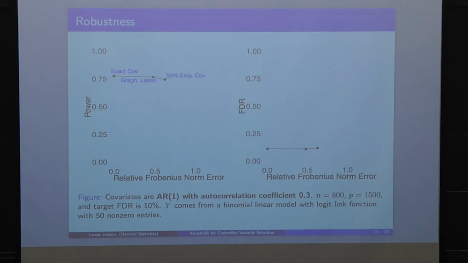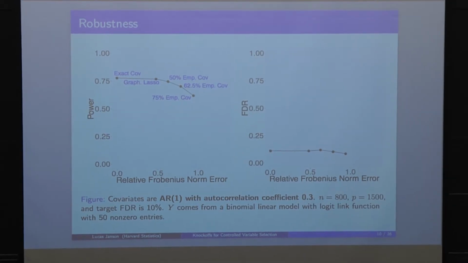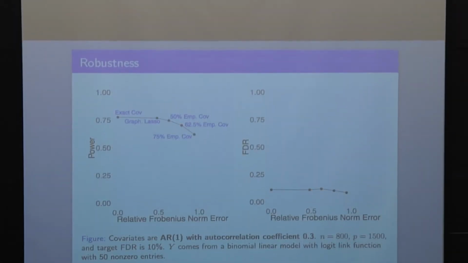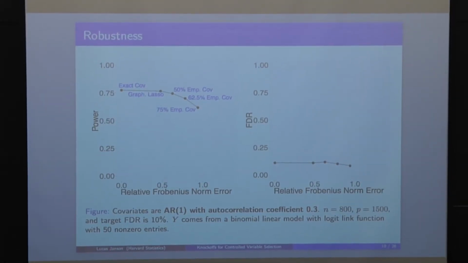So when I do a 50-50 combination, I bounce over 50% error, and I can do this a few times. When I'm at about 75% empirical covariance, 25% true covariance matrix, I've reached about 100% Frobenius norm error. So again, this is a really bad estimate of the covariance matrix and of the distribution of x. And yet, I've only lost about 10% power, and my false discovery rate seems to still be controlled.